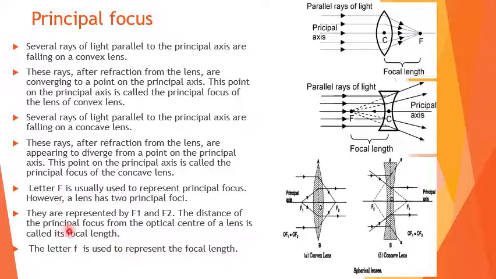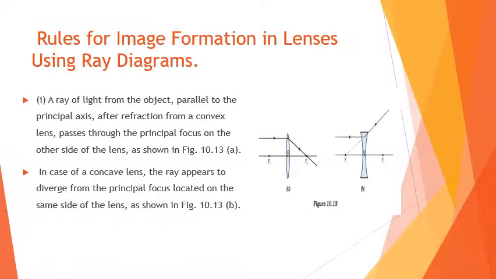The distance of the principal focus from the optical center of a lens is called its focal length. Okay, these are represented by F1 and F2, and the distance of the principal focus from the optical center of the lens is called the focal length. So from O we measure the distance till F, and that distance becomes the focal length. Letter f is used to represent focal length, small f. But when we represent the point, we represent it by capital F.